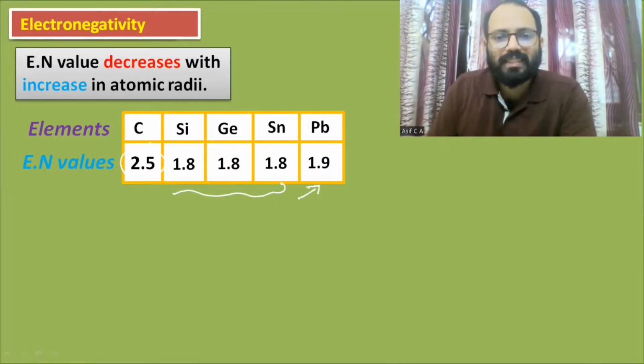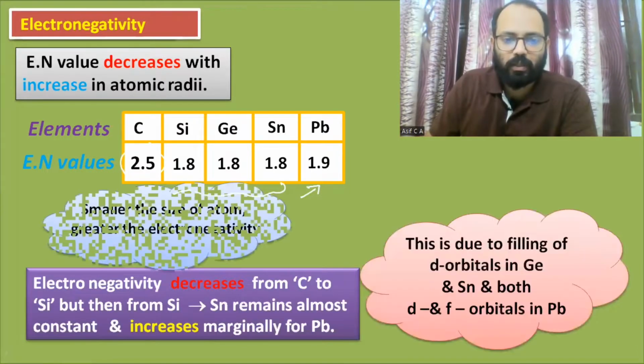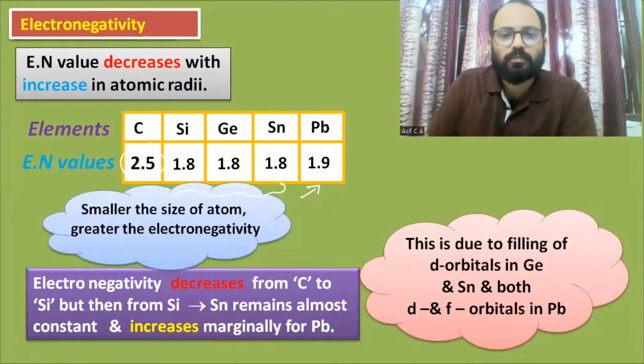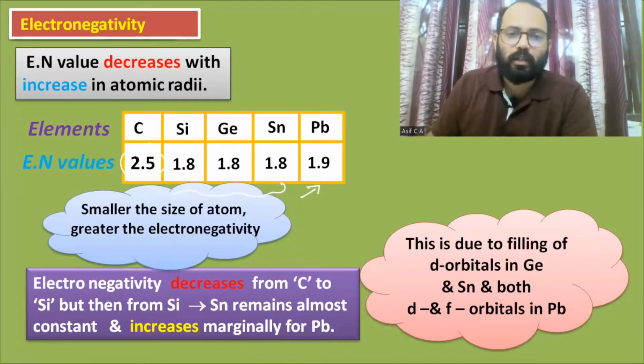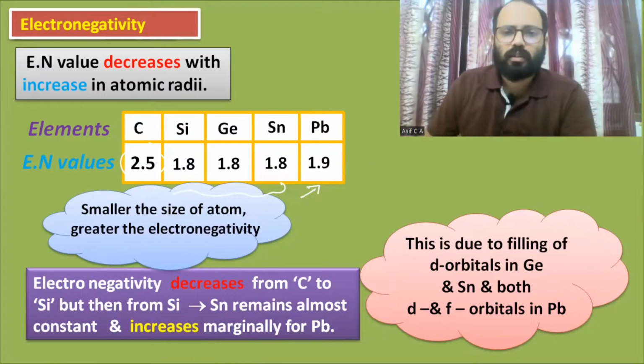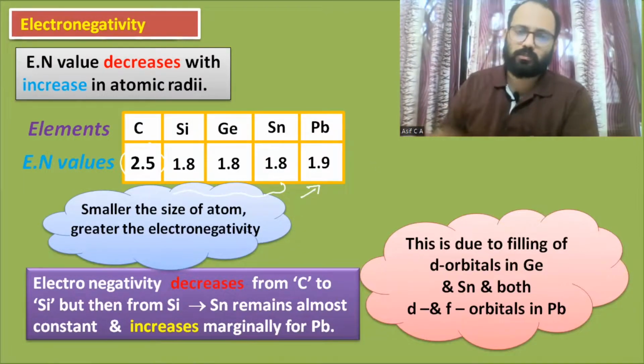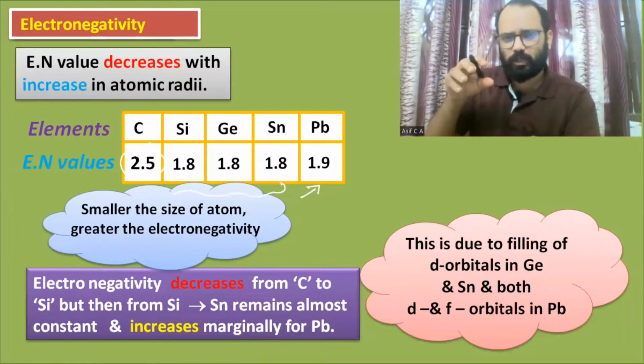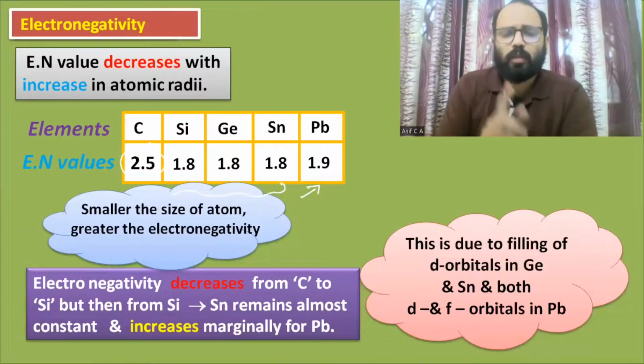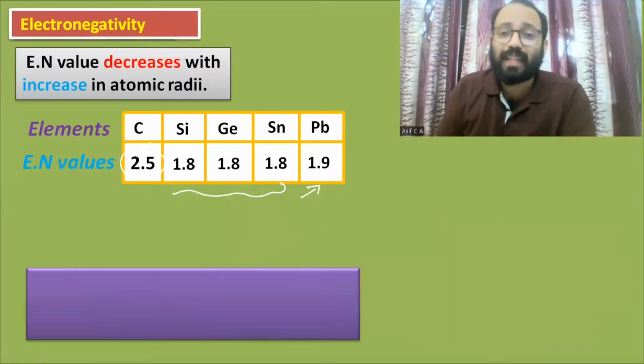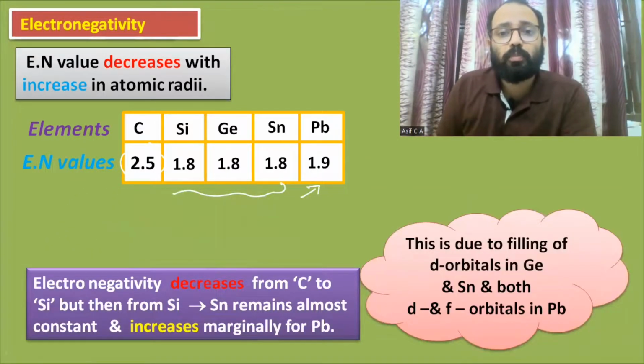Tin and the lead, it increases. That is what is happening. So why is there an increase from tin to lead? Because again, the poor shielding effect comes into play. In lead, the poor shielding effect of D and F orbitals is acting.